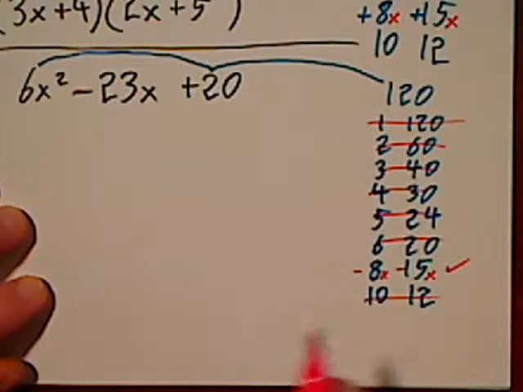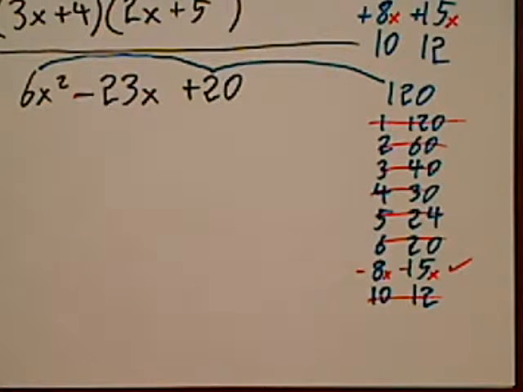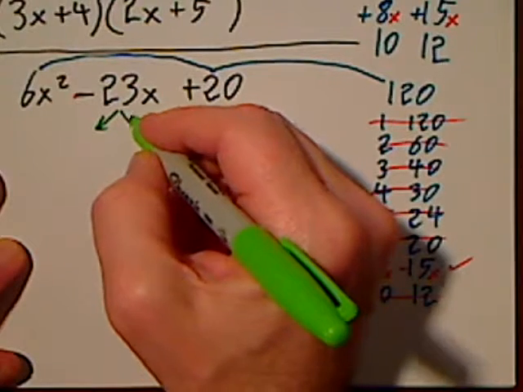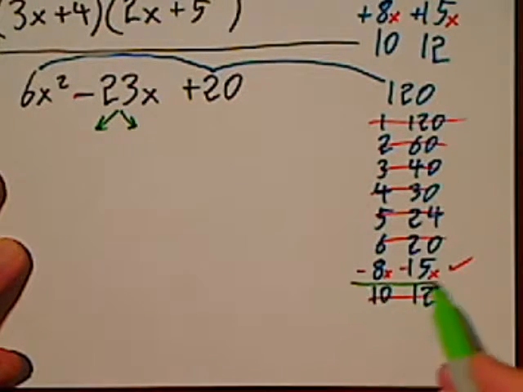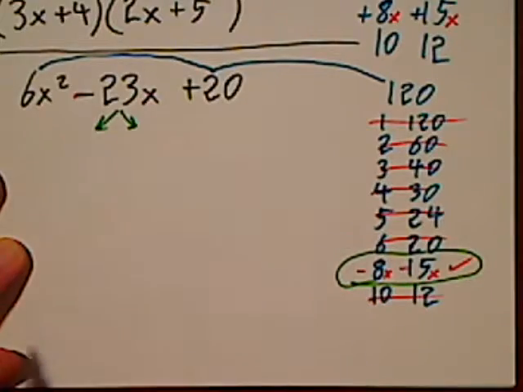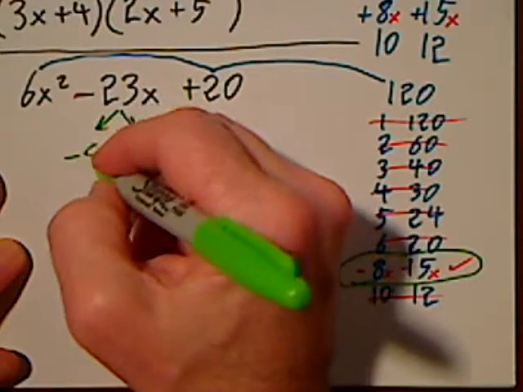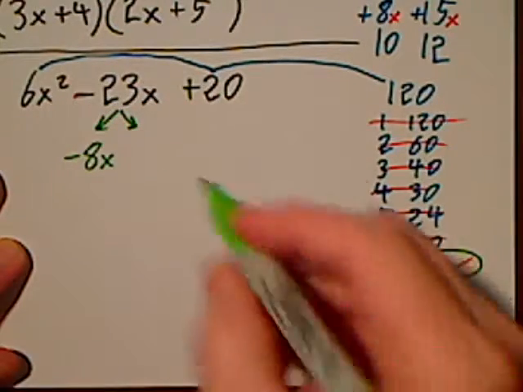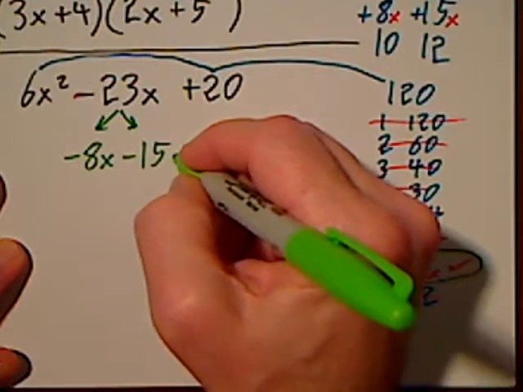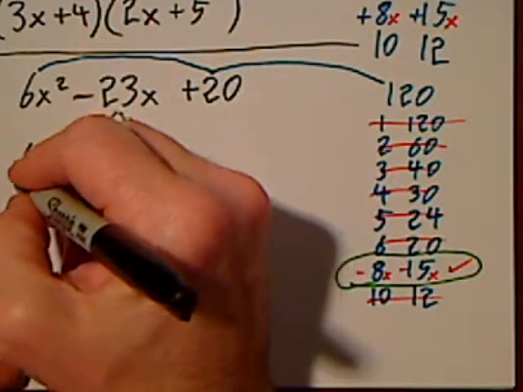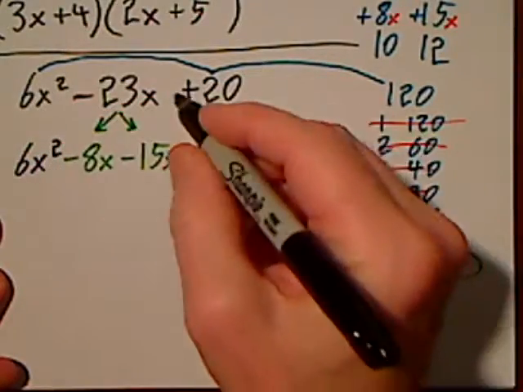So we end up with these two, but again, the idea is for factor by grouping, you take this middle term and you split it into the correct two terms that will sum to a negative 23. So negative 23x can be written as negative 8x and negative 15x. All right. And then the 6x squared, that just drops down, and the plus 20.